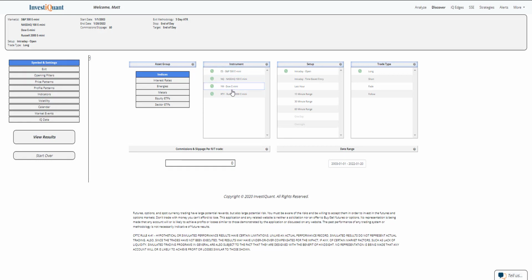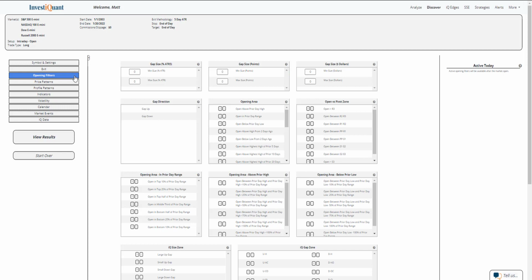So let me go ahead and set it up using all four instruments with a setup that enters the market long at 9:30 a.m. Eastern Time and exits at 4:15 p.m. Eastern Time. Now, currently, we're trading higher in the overnight session. I'm going to add that to this test by going to the opening filter, gap direction, and clicking on gap up.